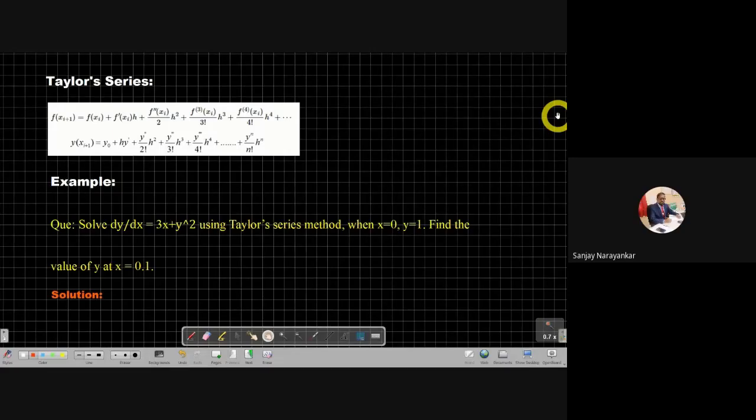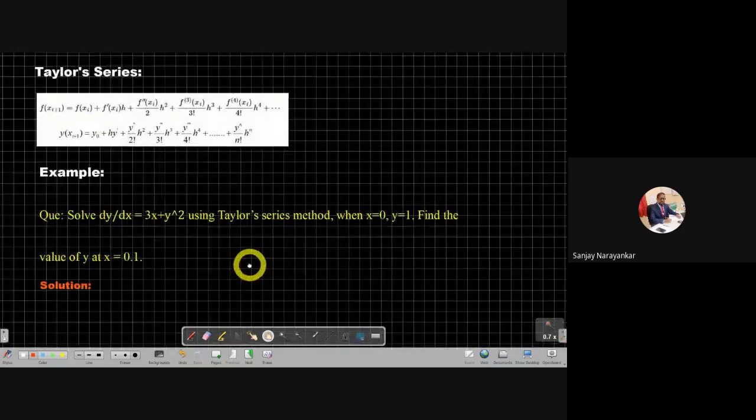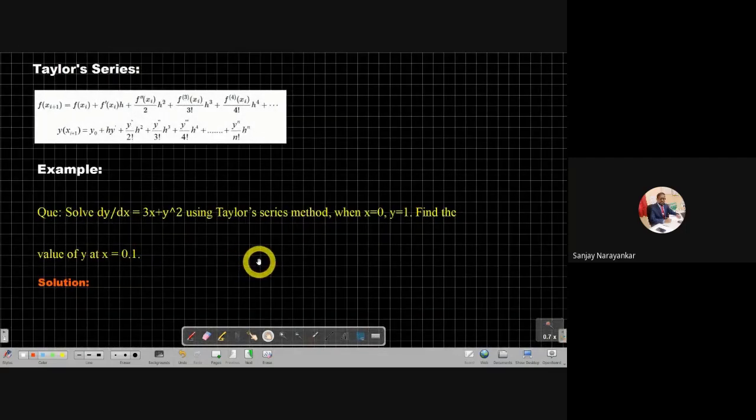Okay. So basically, the Taylor series, Euler series, Runge-Kutta second order, and fourth order methods are being used to find the solution of ordinary differential equations. So here is the problem statement. You can find this kind of problem statement generally in examination. Not exactly, this is only a sample.